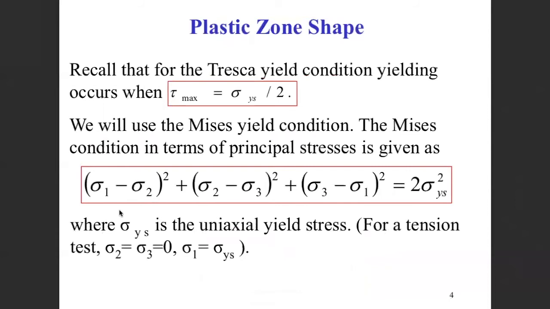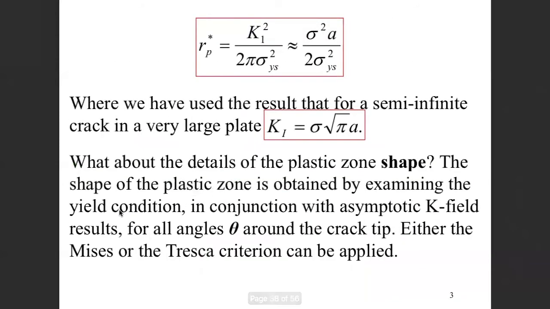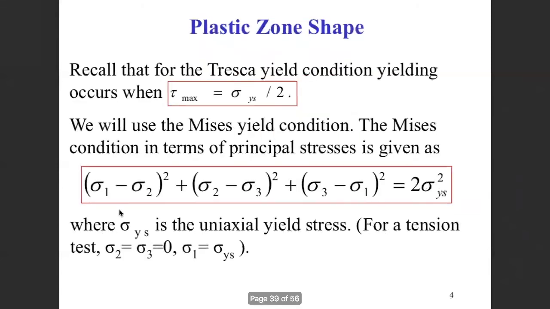And to do this, we have to assume some kind of yield criterion. We can use our stress intensity factors to relate stress, and we can then use a yield criterion, typically the von Mises, where this is the yield strength, and these are our principal stresses, just like we did in the case of polymers.